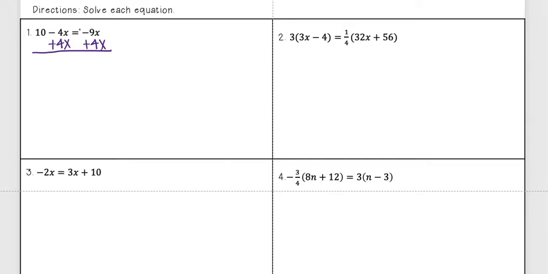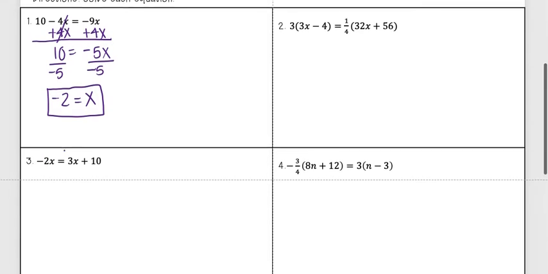Plus, I don't want to leave nothing on one side because that just makes you have a little bit more work. So I have 10 is equal to negative 9x plus 4x. I get negative 5x. And then I'm going to divide both sides by negative 5. So I get negative 2 is equal to x.